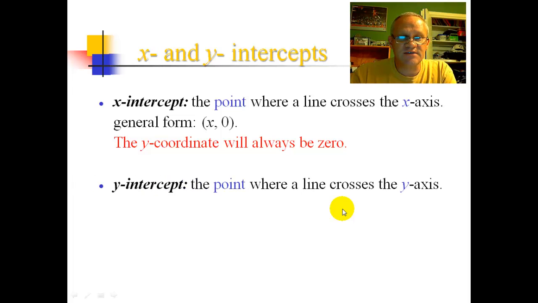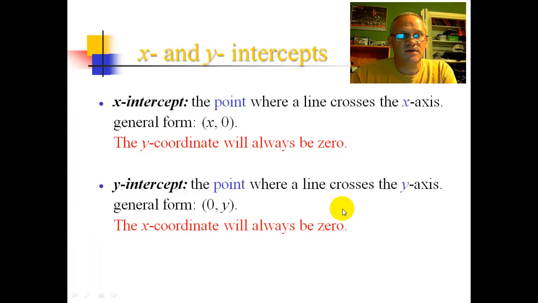And then the opposite of that is the y-intercept. It's where our line is going to cross the y-axis, which means that it's always going to be 0 and then a number, which means that the x-coordinate will always be 0 at the y-intercept. Okay? So at the x-intercept, y is always 0. At the y-intercept, x is always 0. We're going to use that to help us graph.